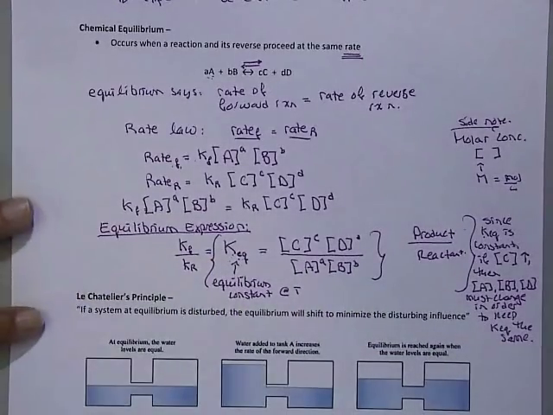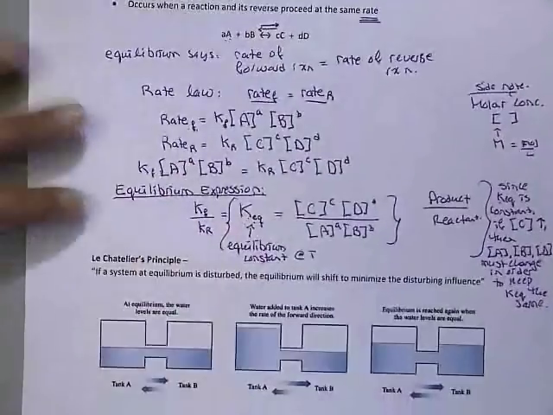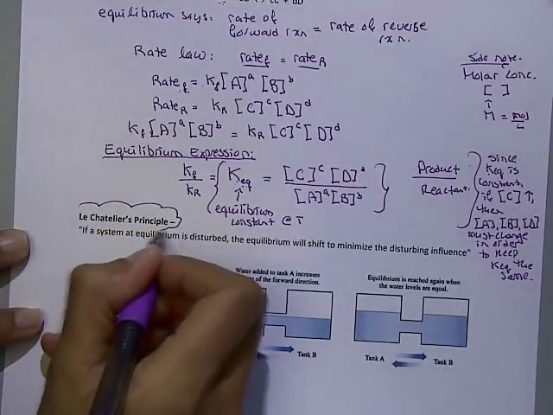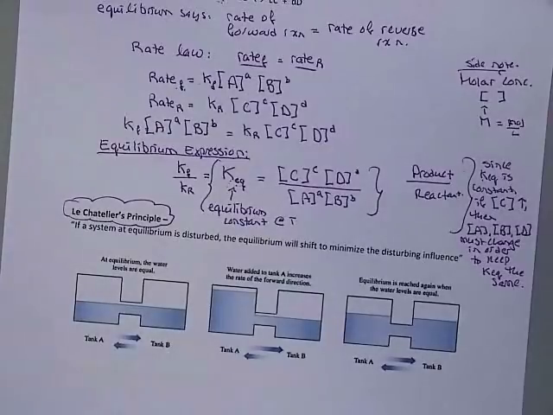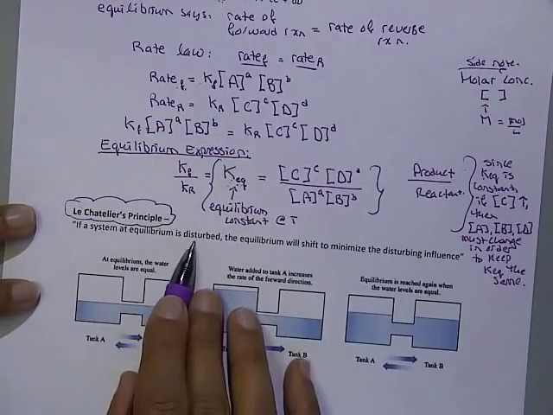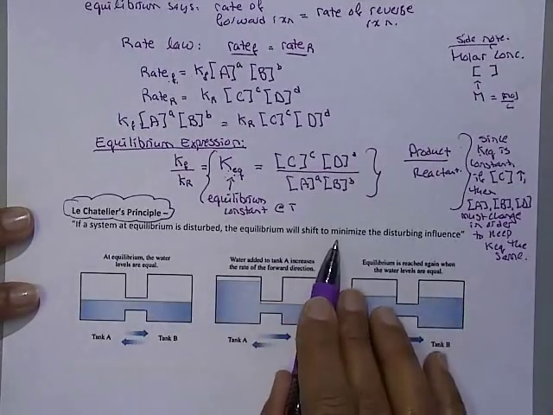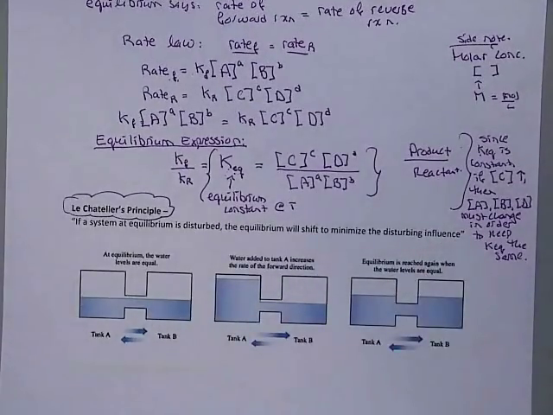That is the definition of a constant. So that's really chemical equilibrium for you in a nutshell. If one thing changes, the reaction has to change to compensate for that. More so, Le Chatelier's principle takes this into greater consideration. Le Chatelier's principle says if a system at equilibrium is disturbed, and we'll talk about what we mean by that in a second, the equilibrium will shift to minimize the disturbing influence.